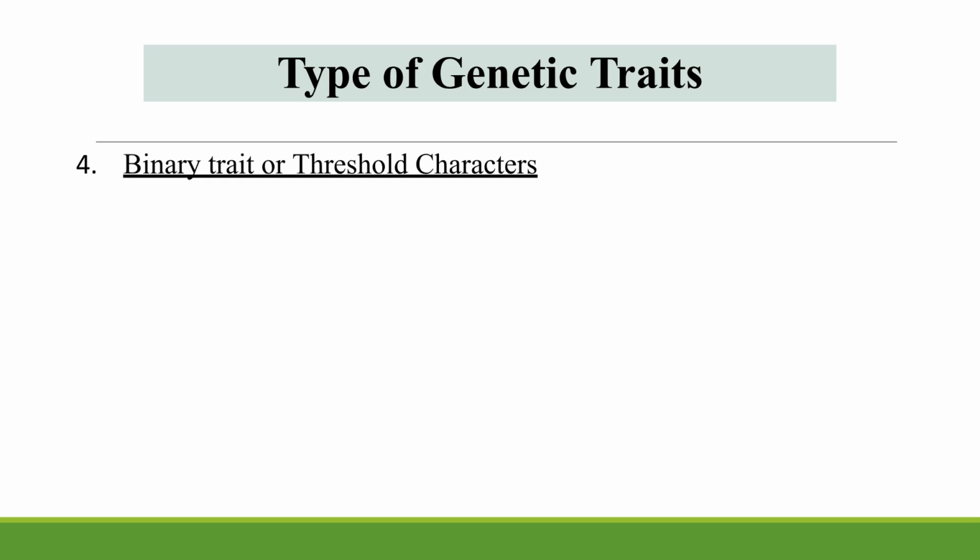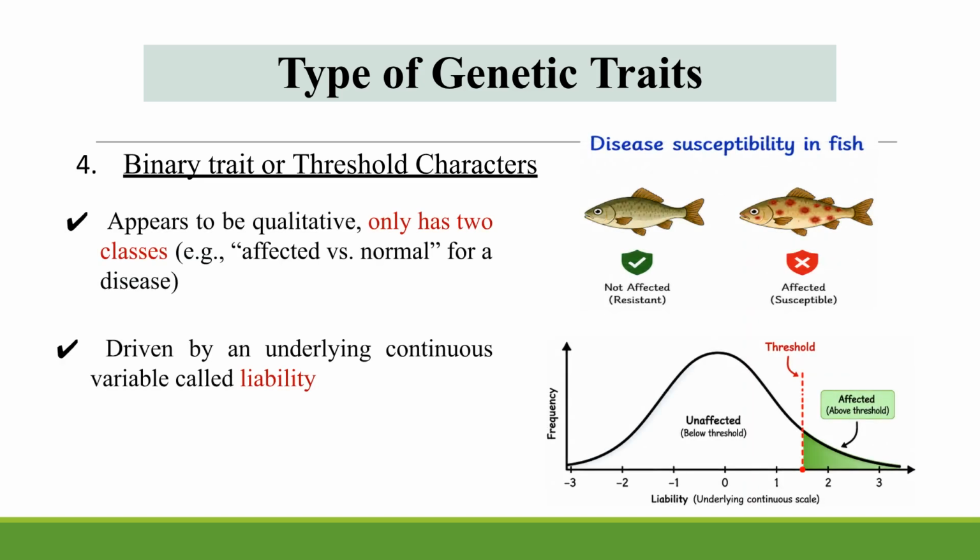Finally, we have binary or threshold traits. At first glance, these traits appear qualitative, with only 2 classes, such as being affected or not affected by a disease. However, they are actually inherited just like continuous traits.